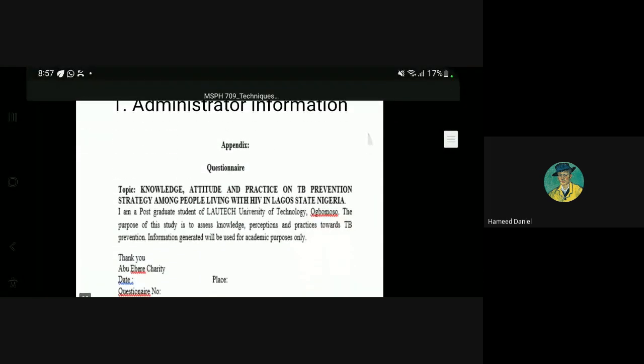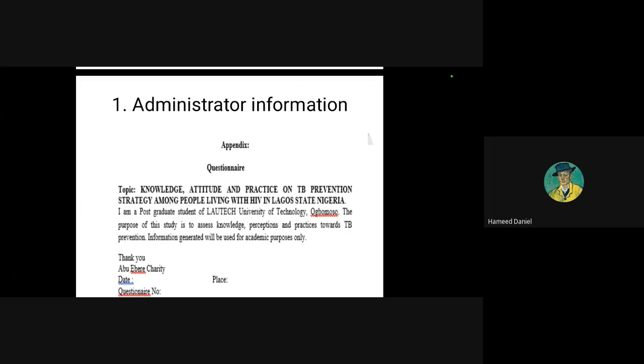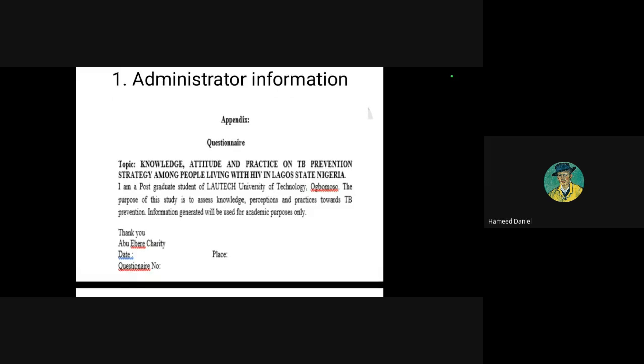This is an example of what administrator information would look like. The person is trying to look at the knowledge, attitude, and practice on TB prevention among people living with HIV in Lagos State, Nigeria. So this is administrative information. I am a postgraduate student of LAUTECH, Ogbomoso. The purpose of this study is to assess knowledge, perception, and practices towards TB prevention. Information generated will be used for academic purposes only. Thank you. And the person kept the link. This is you trying to make your participants know you, right?